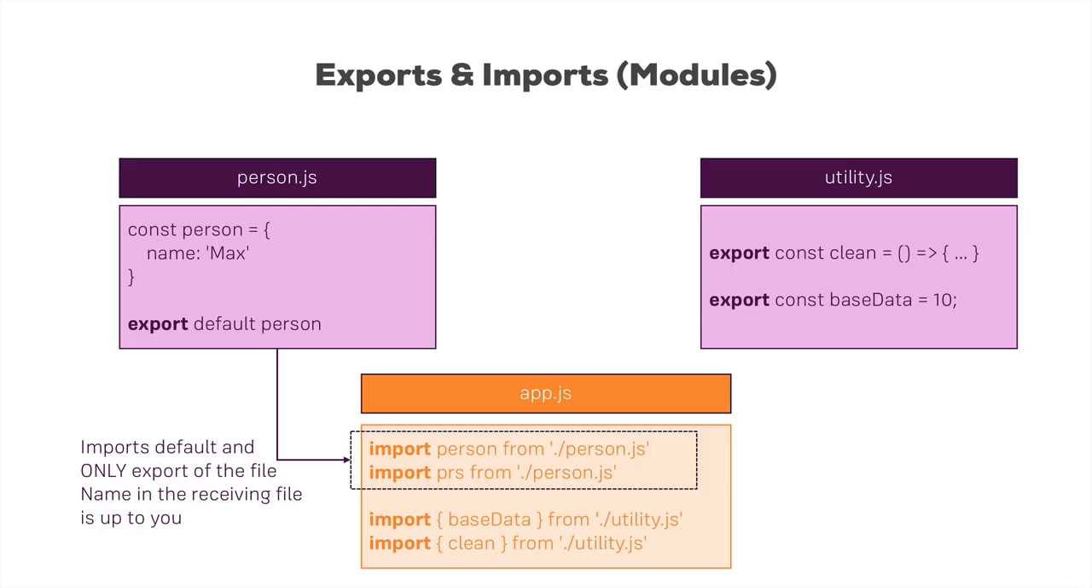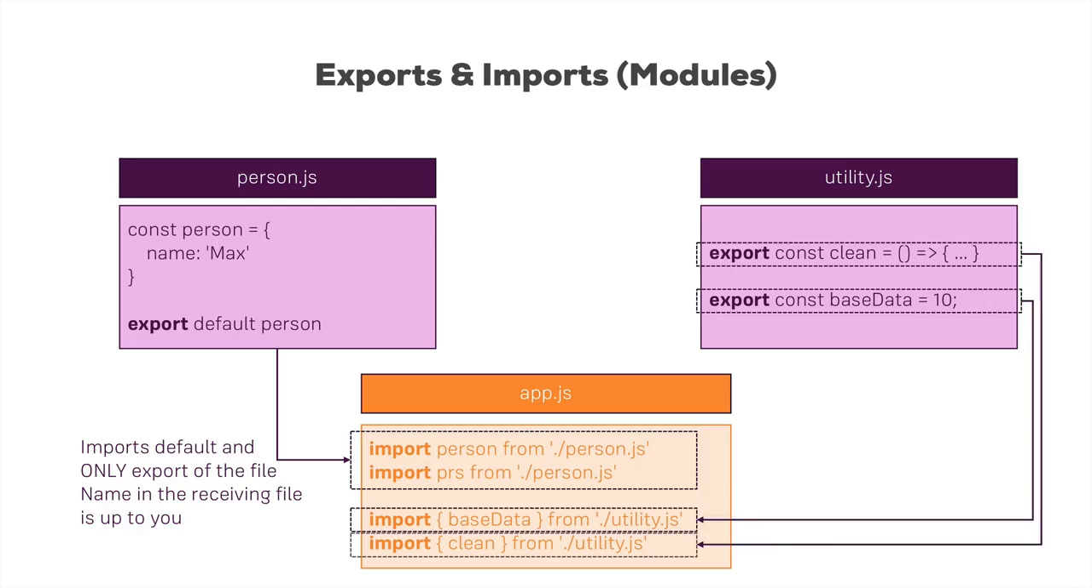For utility.js, it's a bit different. There we import from two different constants, and therefore the import syntax uses the curly braces to explicitly target specific things from that file. These are so-called named exports. Because we import the stuff by its name. We import the clean constant by its name, and we import base data by its name. Because we didn't mark anything as the default.